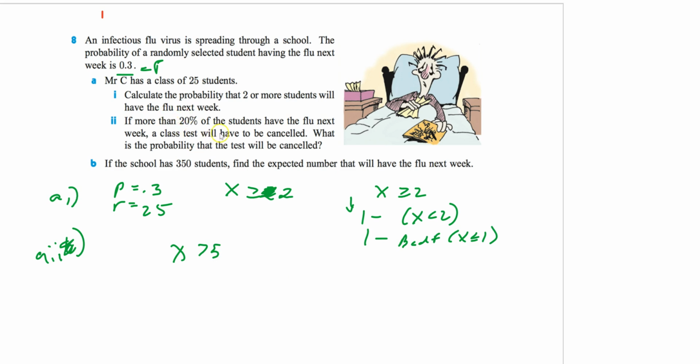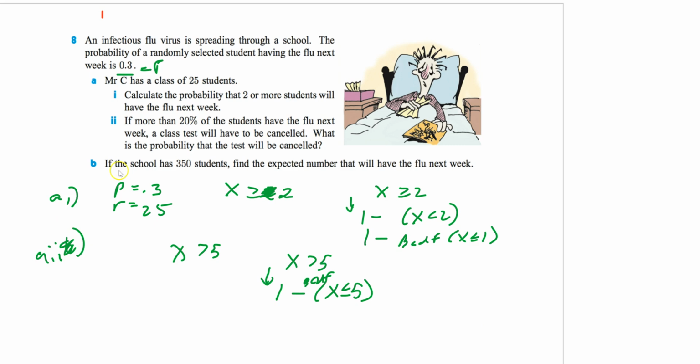Now, it didn't say greater than or equal to or at least 20%. It says more than 20%. So if more than 5 people are sick, class is canceled. So now we have this again pointing the wrong direction, so you have to flip it. 1 minus. Now this time it didn't have the line, so you gain the line. And there you go. You put that into your calculator under binomial CDF. That's what that says. You get the answer.